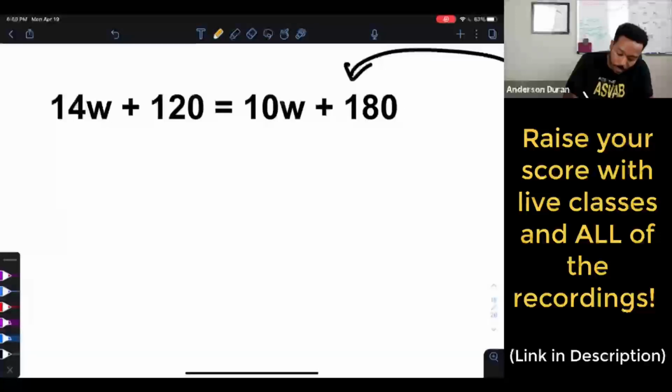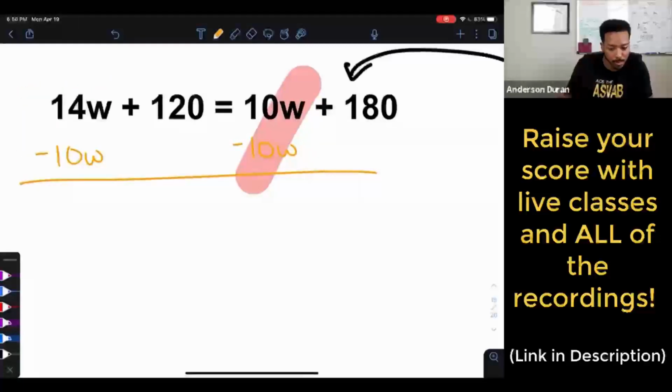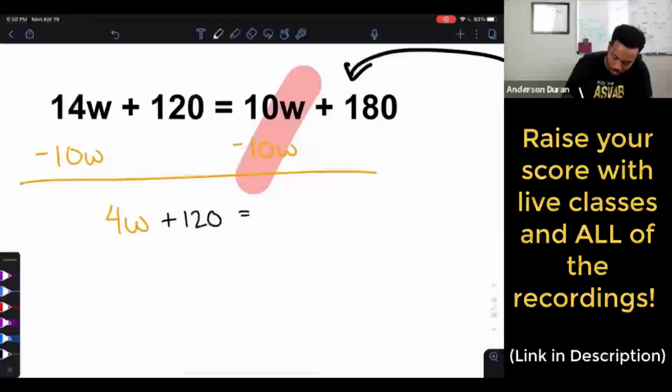Remember, whatever you do to one side, you do to the other. And if solving equations is not your strong suit right now, don't worry. We've got plenty of videos and plenty of practice with this coming up today and tomorrow. The first step here will be to subtract 10W from both sides. On the right side, it cancels out. 14W minus 10W gives us 4W. And now we still have the plus 120 equals 180.